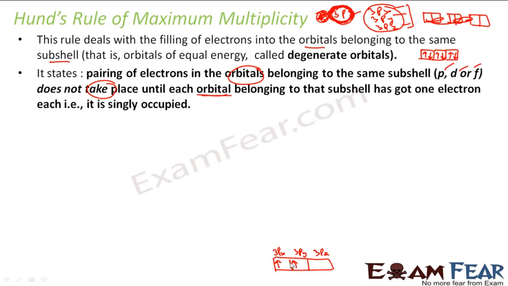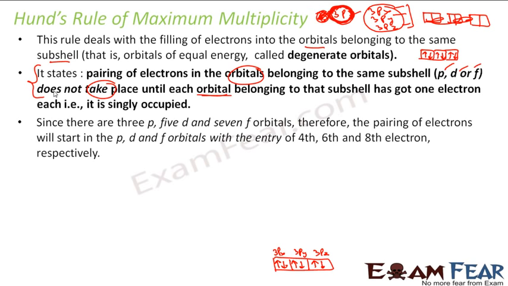So the next electron comes, will it go to px, py or pz? It should go to pz. Why? Because the pairing will not start until each of the orbitals has got one electron. Now the fourth electron will come to this place, then to this place and then to this place. So this rule was given by Hund. Since there are 3 p orbitals, 5 d orbitals and 7 f orbitals, pairing of electrons will start after that. Since there are 3 p's, till the third electron there is no pairing. From the fourth, the pairing will start in p.